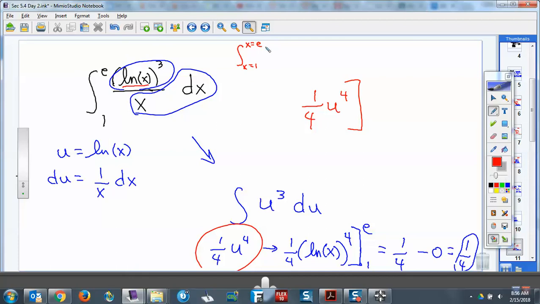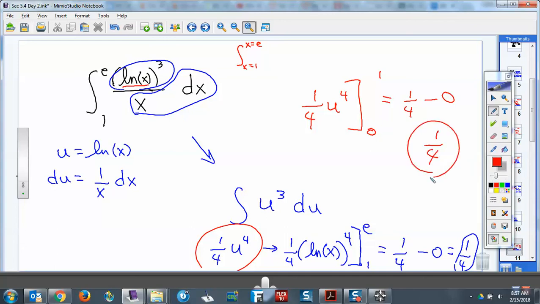You need u numbers. Well, if x is a 1, what is u? Just put a 1 right here for x. If this is an x, then stick it right there, and that'll give you the u that goes with it. So if x is a 1, ln 1 is 0, so u would be 0. If x is an e, put an e right there, ln e is 1, so u is a 1. So you can put a 1 in there, and now you can go, okay, 1/4 minus 0 is 1/4.